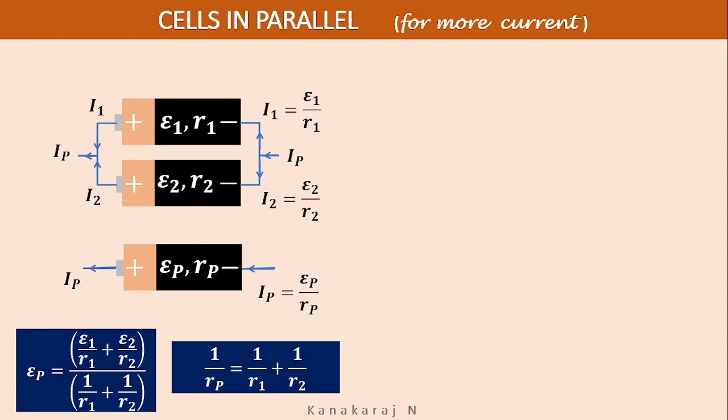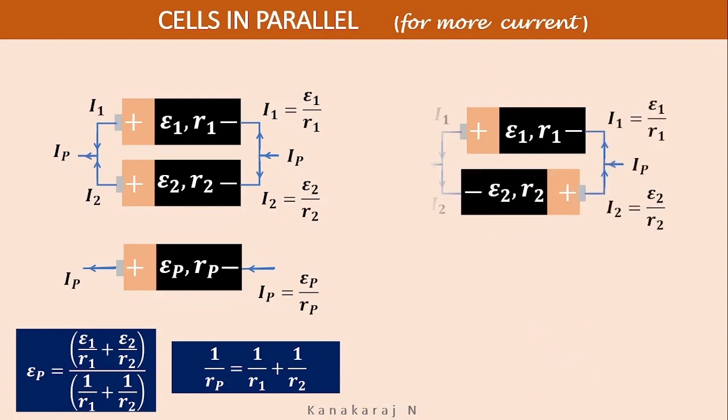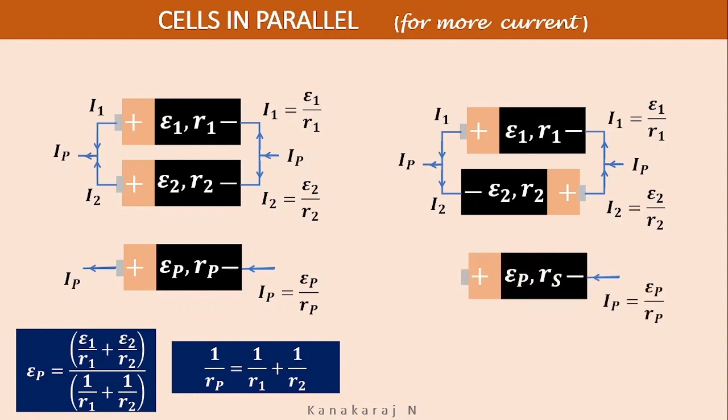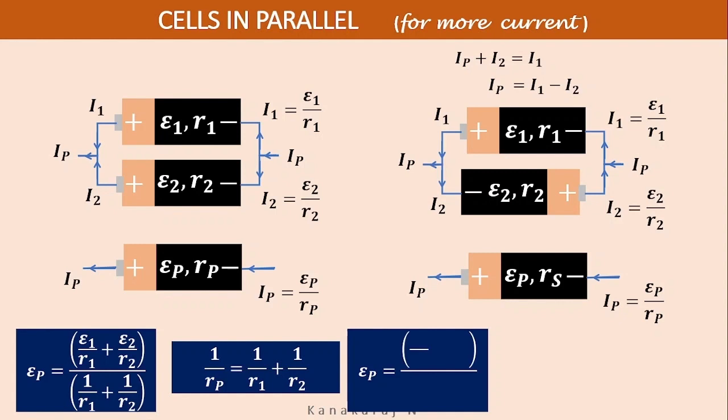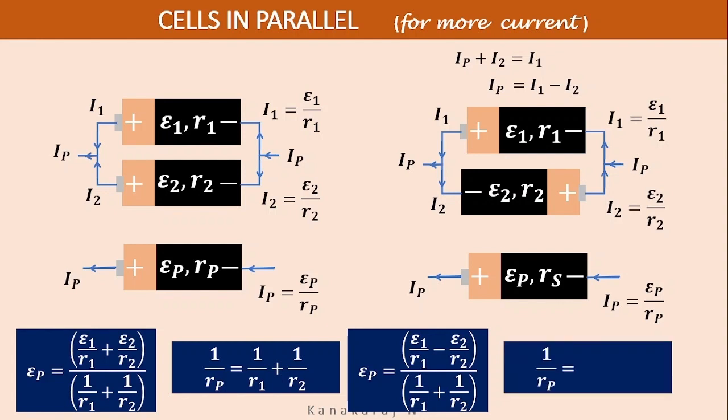Good. Now let us reverse the second cell. Once we reverse the second cell, what happened to the circuit? Look at it. The total outgoing current is IP plus I2 and the incoming current is I1. So we can write IP plus I2 equals I1, IP equals I1 minus I2. Now the EMF epsilon P will be equal to epsilon 1 by R1 minus epsilon 2 by R2 divided by, there is no change in the internal resistance because of the reverse of one cell, 1 by R1 plus 1 by R2. 1 by Rp equals 1 by R1 plus 1 by R2.